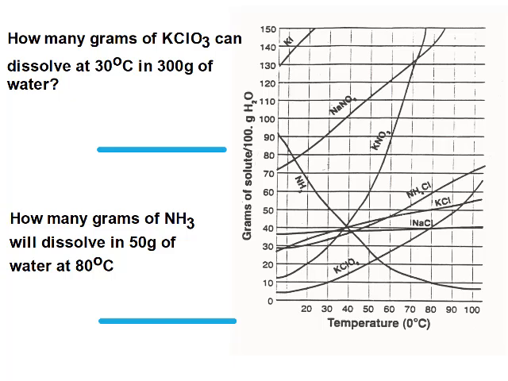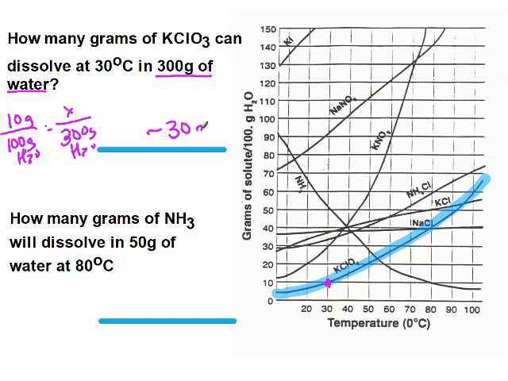Go ahead and pause the video and try this next one. Notice that we're at 300 grams of water, so you should be setting up a proportion. So at 30 degrees, we can dissolve about 10 grams in 100 grams of water. Since I have 3 times as much water, I should be able to dissolve around 30 grams.